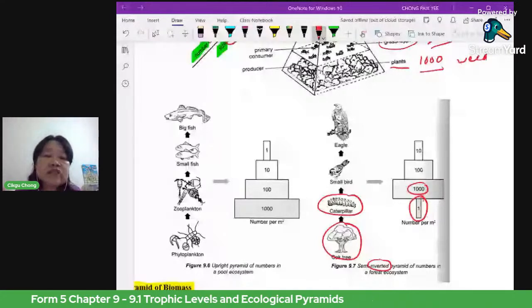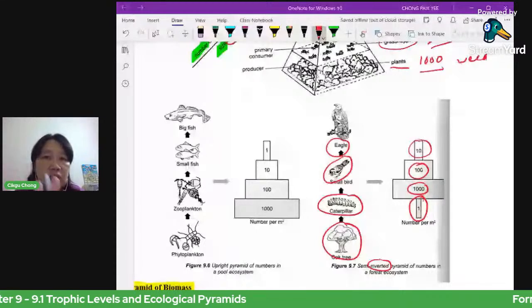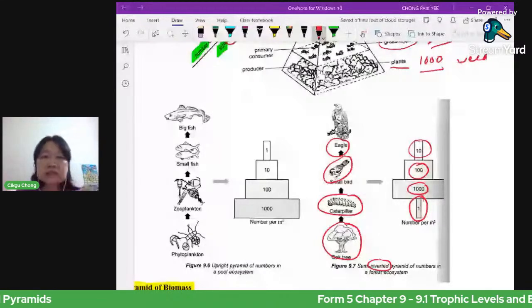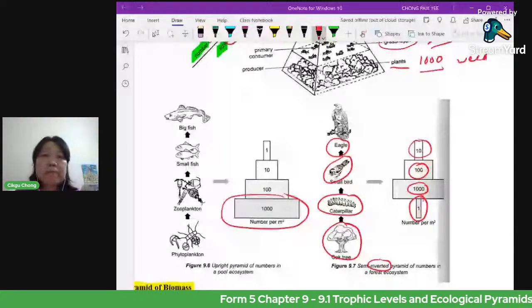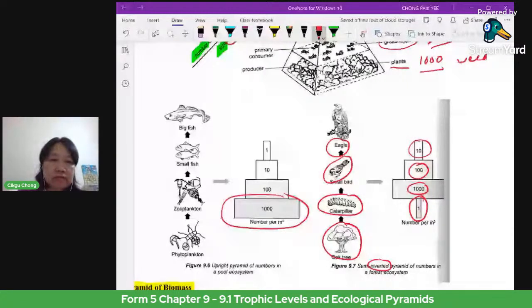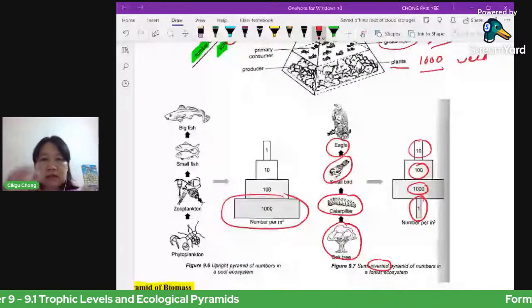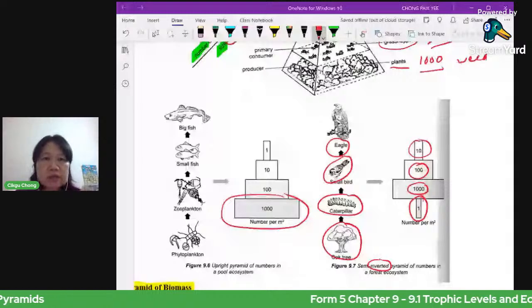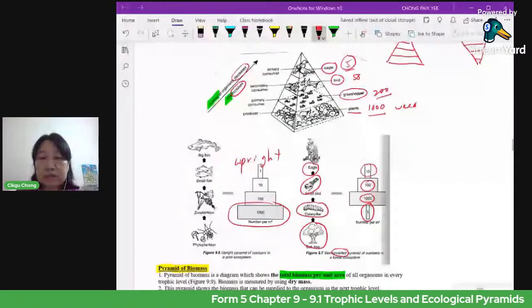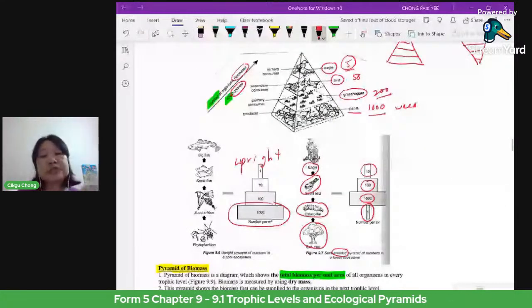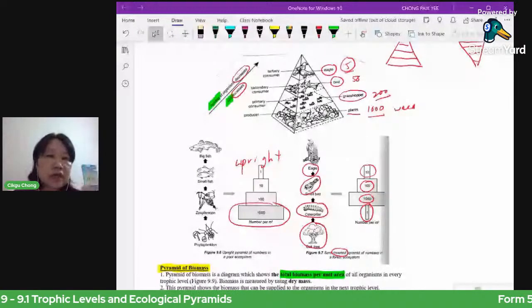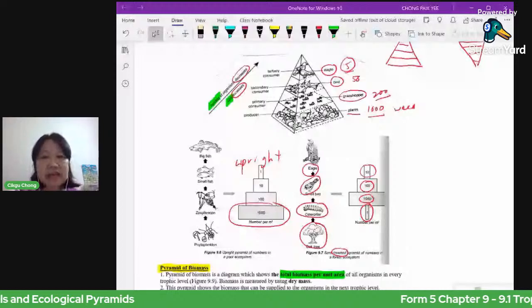So this pyramid of numbers doesn't always need to have the biggest base. It is not always upright. So this is upright. This is inverted, means terbalik. The small part is at the bottom. That is called inverted. So you might get an inverted pyramid if you have, let's say, a big tree. And as you know, on a big tree you have a lot of caterpillars, a lot of ants and so on. That can happen. Okay, that is the pyramid of numbers.